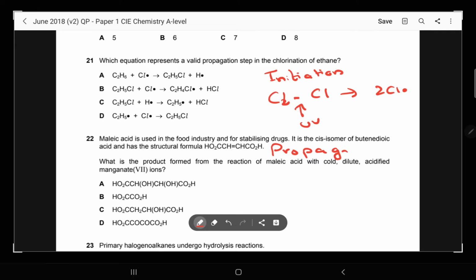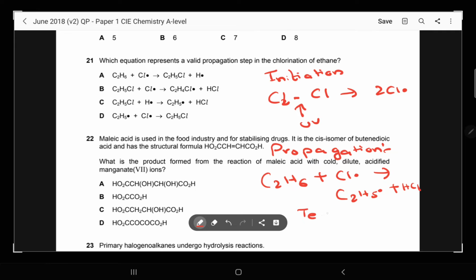There is going to be the propagation step, where the chlorine radical is going to attack one of the particles that are present in the mixture. So for example, if it is ethane, the chlorine radical is going to come in and produce a new radical, which is going to keep the reaction going, and an HCl is going to be formed in the process.